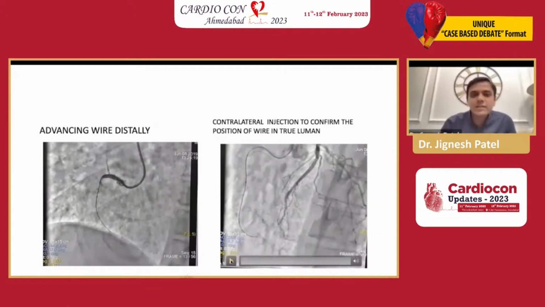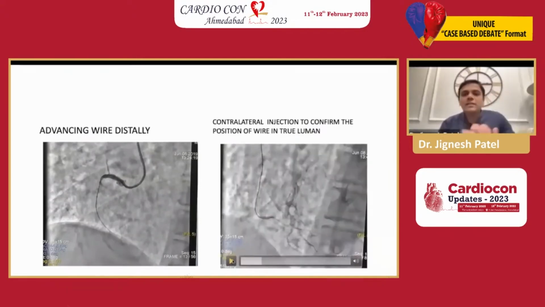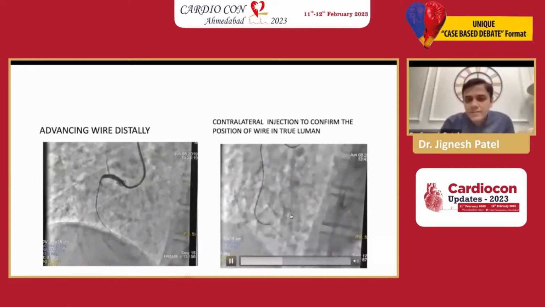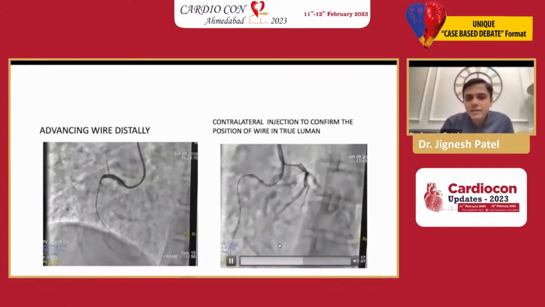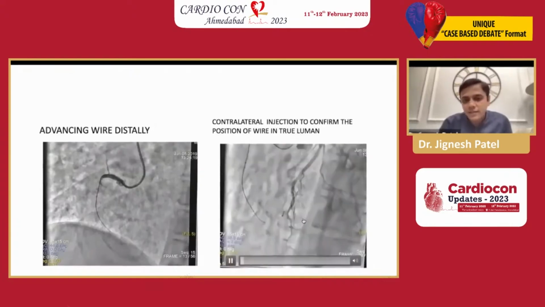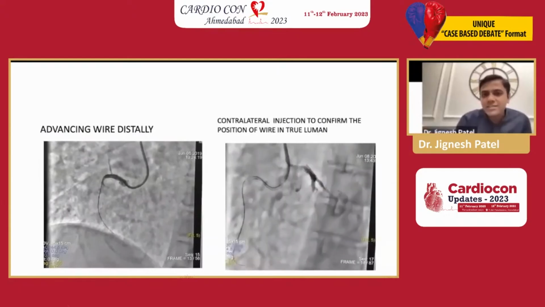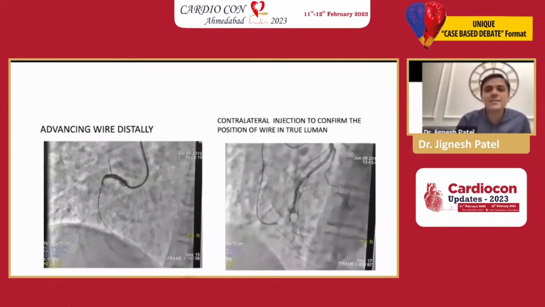So we took another contralateral puncture in the left radial artery. We did an angiography of the left coronaries with the help of a Tiger catheter from the left radial route, and it showed collaterals coming from the left coronaries, filling the LAD, the distal RCA, PDA and PLV. Here we can see the collaterals, and that confirms the position of my Gaia 2 wire is in the true lumen.